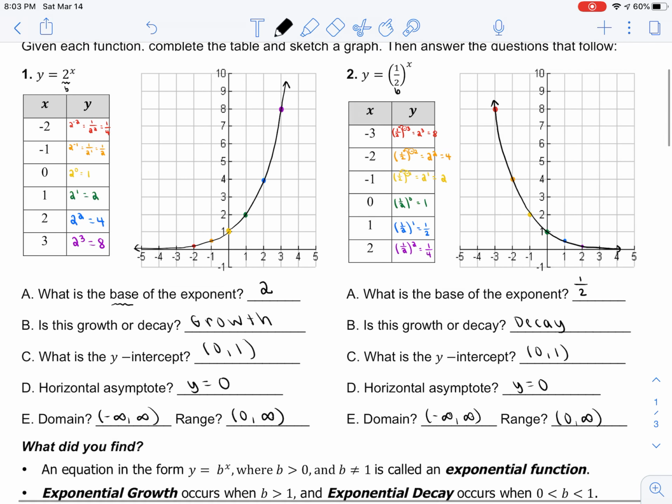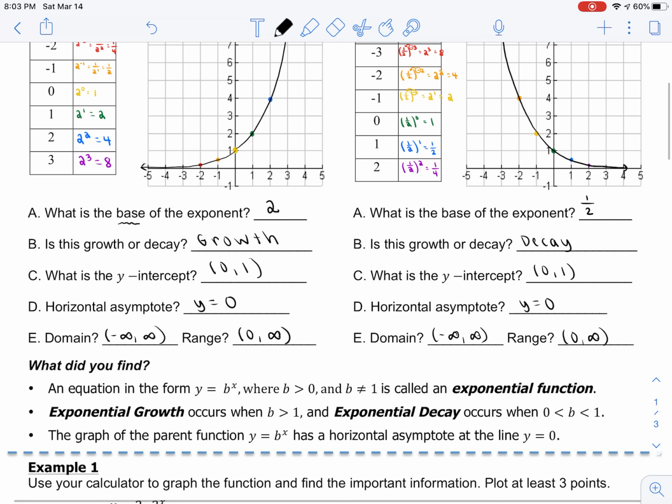So these are two parent functions of exponential functions. And you'll see if you read through this, the what did you find part, that an equation in this form, where b is greater than 0 and b cannot equal 1, is what we call an exponential function. And that's what we'll be studying today. Now, we talk about exponential growth when that b value is greater than 1, and decay when it's between 0 and 1. And then again, this idea of this asymptote, a horizontal one, occurring at the line y equals 0.